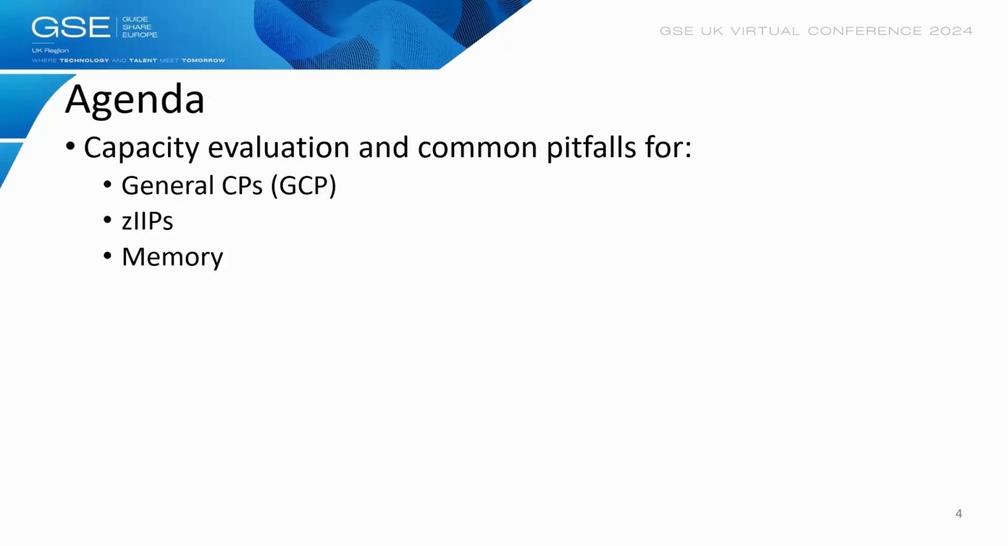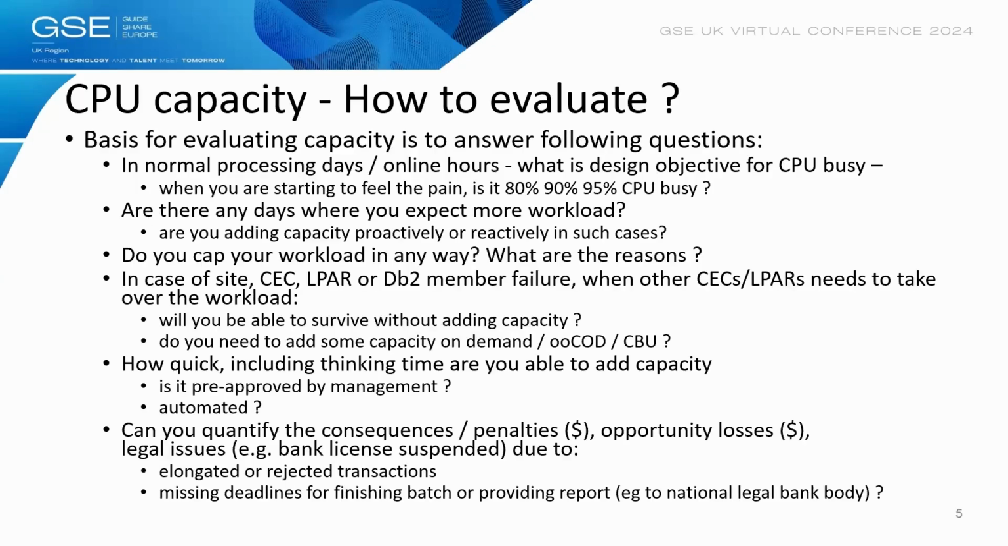In my agenda, I will cover 3 aspects of capacity planning for mainframes. I will speak about the general CPs, the zIIP assist processors, and memory, real storage. So let's start with the general CP.